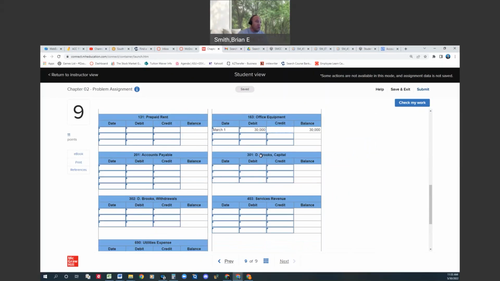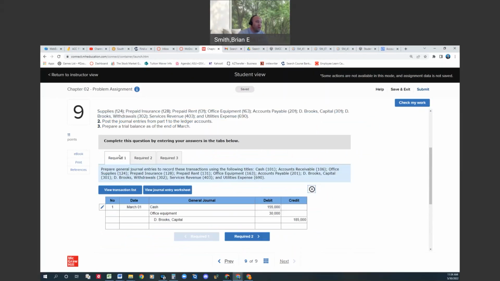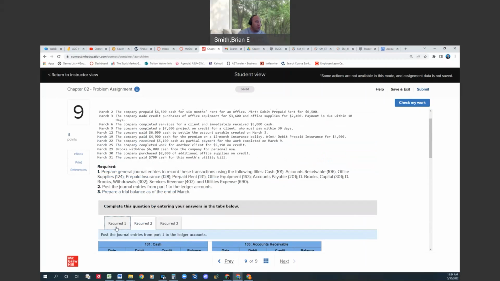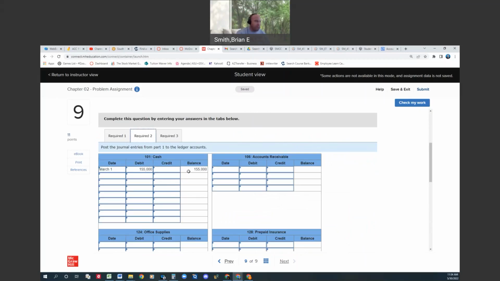And then we're going to come to D. Brooks Capital, and we're going to debit it, or excuse me, we're going to credit it on March 1st for the total, I think it was 185,000. Yeah, 185,000. So you can do that as you go, or you can wait and do it after you've done all the journal entries. There's nothing right or wrong about either method. It's just a matter of preference. I've done it both ways. I don't know that I have one that I actually like to do. But that's how you do it. That's how you take this general journal information and translate it to these T accounts, okay?